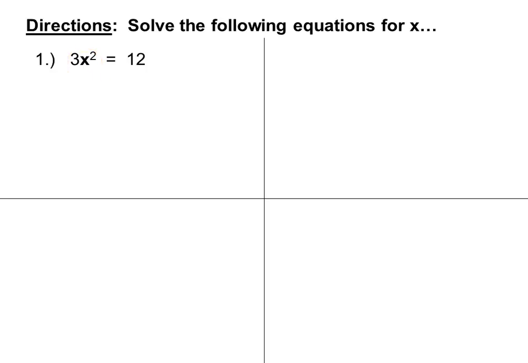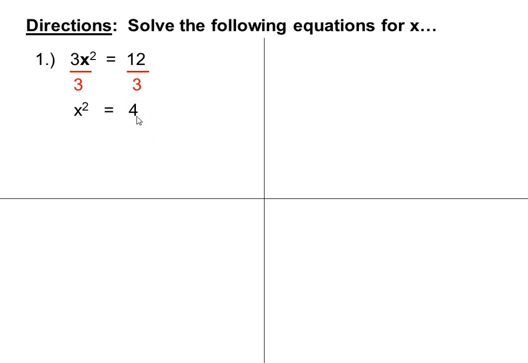So if we have 3x squared equals 12, and we're going to solve for x, the first thing I'm going to do is divide both sides by 3 to get rid of this 3 here. And then I will have x squared equals 4. The x squared comes from 3 divided by 3. The 4 comes from 12 divided by 3, which is 4. Now if x squared equals 4, what does x have to be?